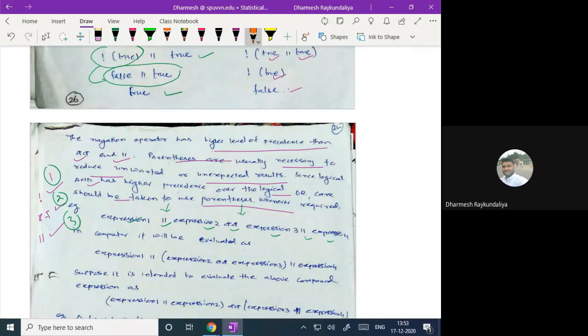So logical AND has the highest precedence. That means this particular part will be evaluated first. So expression 1, logical OR, then this evaluation. Why have I given the bracket? Because I just want to show you that it has the highest precedence. And then expression 2. Suppose we wish to evaluate this way.